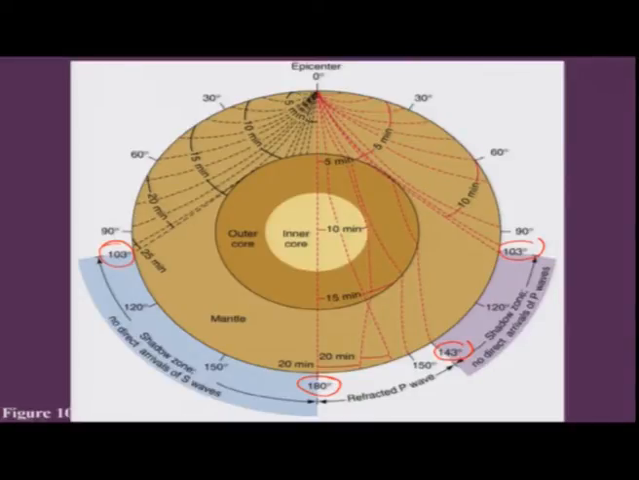So the important thing is that we are having the shadow zones of the S wave. You are having from 103 degrees to 180 the shadow zone of the S wave, and then you are having the shadow zone of P waves from 143 degrees to 103 degrees. Okay, so this you should remember about the shadow zones of different waves.